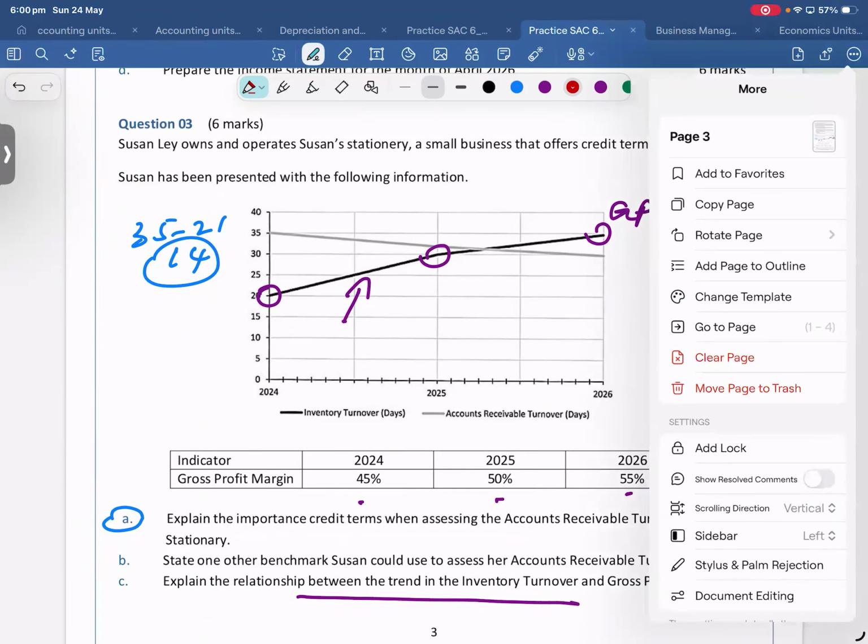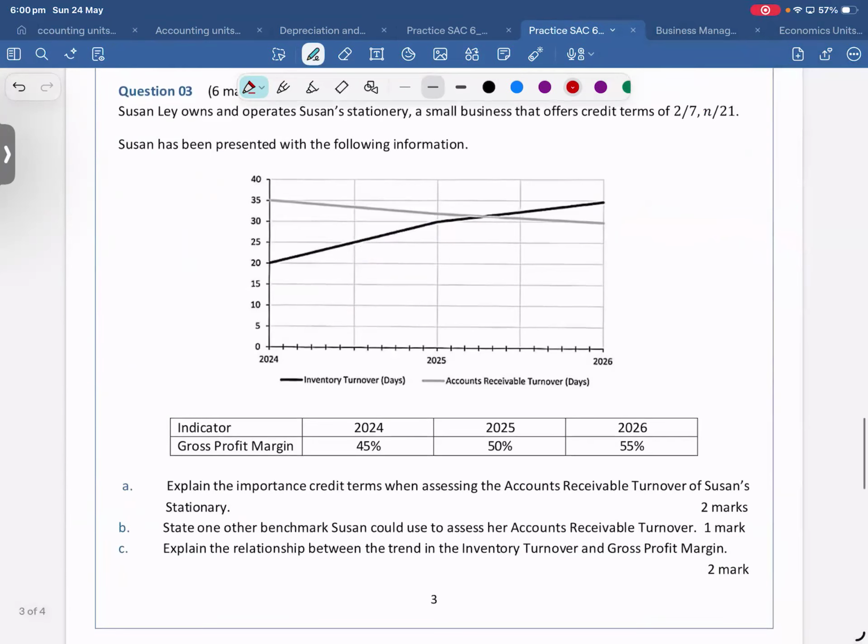Then they put this credit term. Increase or decrease the credit. Explain the importance of credit terms when assessing the accounts receivable turnover. Is it important? Yes. Why? Increase or decrease the credit based on the incentive provided to customers, based on the incentives, yes. If accounts receivable turnover is more than credit terms, it might affect the amount of time it takes to collect.